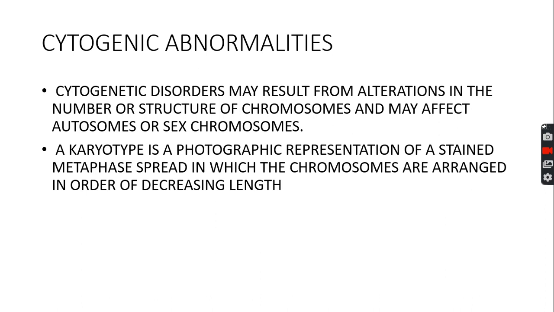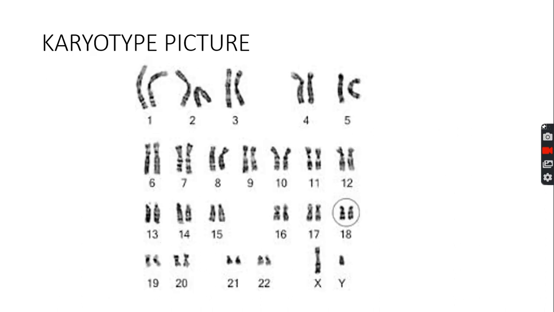A karyotype is a photographic representation of a stained metaphase spread in which the chromosomes are arranged in order of decreasing length. By looking at this karyotype, we're able to identify particular genetic disorders, especially disorders to do with the numbers of the chromosomes. So this is a typical karyotype. As you can see, they are arranged in descending order, and especially with disorders of number, depending on which chromosome position is affected, you can spot whether there's a missing chromosome or an additional chromosome present. So, for example, for chromosome number 21, when you have three chromosomes at that position, you have what is known as Down syndrome.